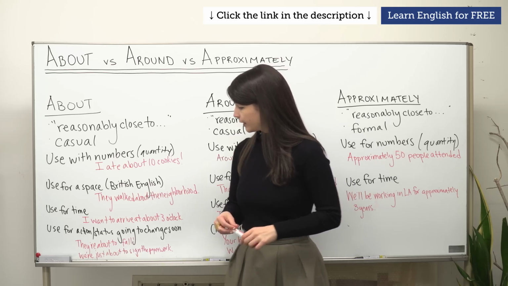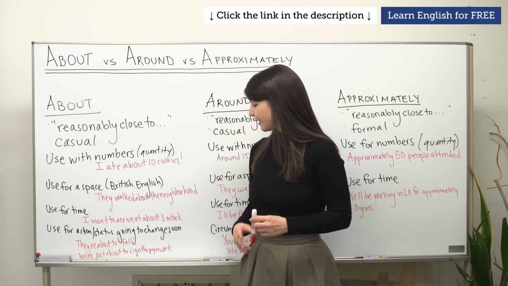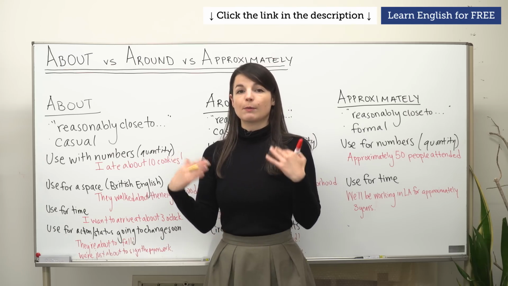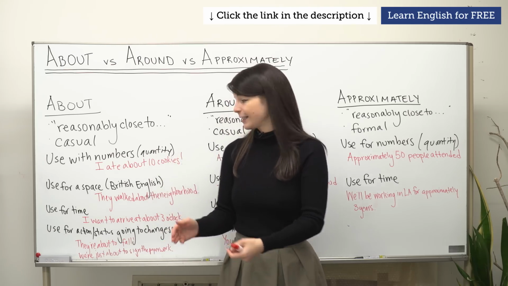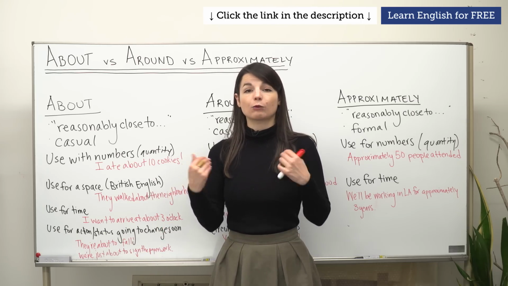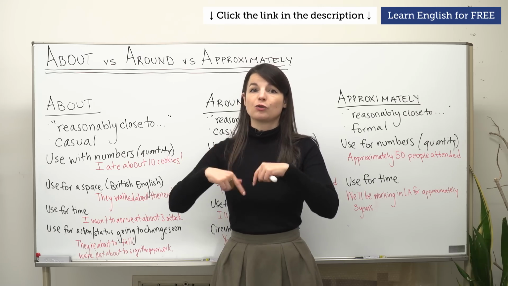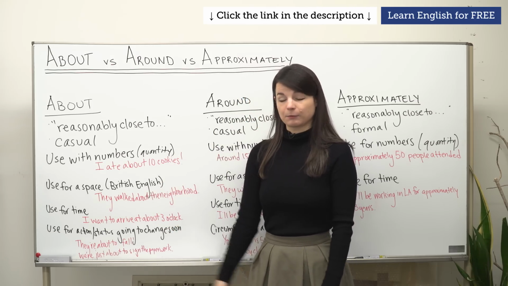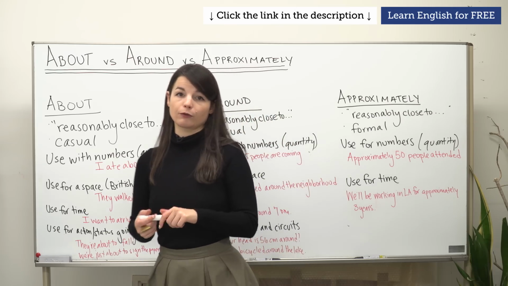One more example sentence, we're just about to sign the paperwork. So something is going to happen soon. In this case, signing paperwork is the action that is going to happen. We are reasonably close in time to that action happening. So we can use about in these cases. Let's move on to the next word for today though.